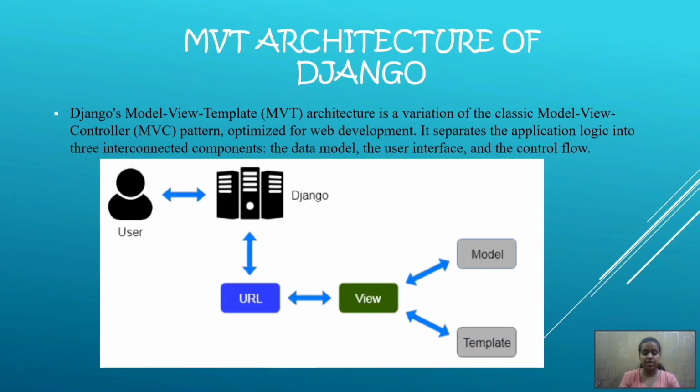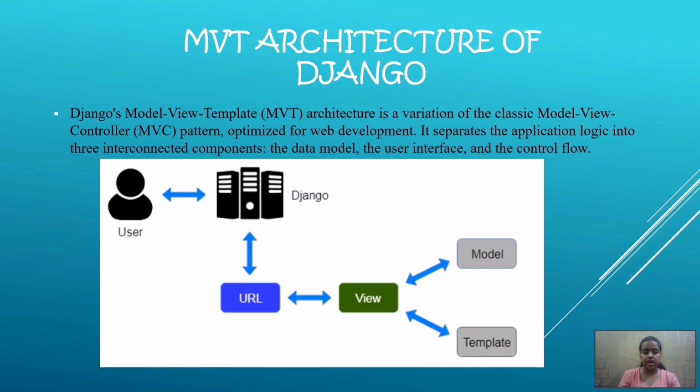Now we will see MVT architecture of Django. Django's model view template architecture, that is MVT architecture, is a variation of the classic model view controller MVC pattern optimized for web development. It separates the application logic into three interconnected components: the data model, the user interface, and the control flow. Although Django follows MVC pattern but maintains its own conventions, so control is handled by the framework itself. There is no separate controller and complete application is based on model view and template. That's why it is called MVT application.